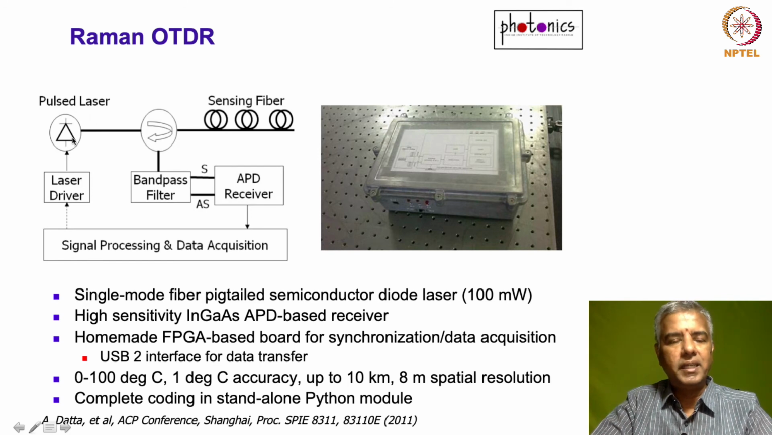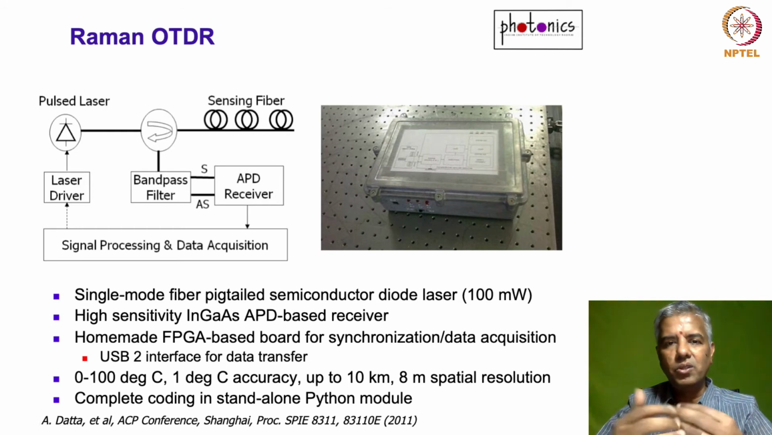The typical setup is like this. Just as before, we have a signal processing unit which triggers a pulse. The laser driver gives a current pulse, and the laser actually gives an optical pulse. That goes through a circulator. A circulator is a device which takes light from this port and gives it to this port, and whatever comes back is actually directed to this port. So it launches the pulse of light down the sensing fiber, just like we saw previously with the OTDR concept. It goes all along the length of the fiber and gets backscattered.